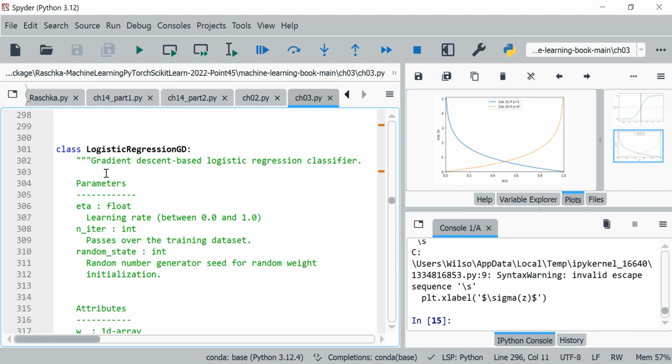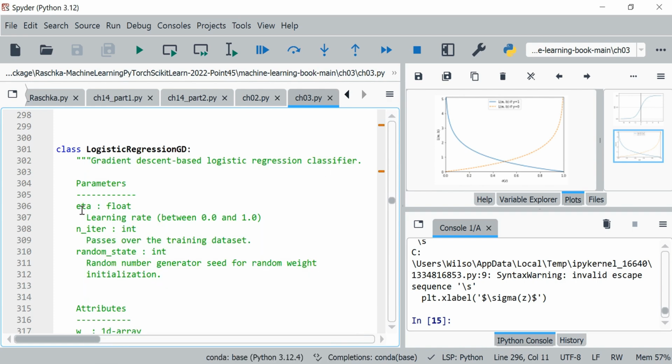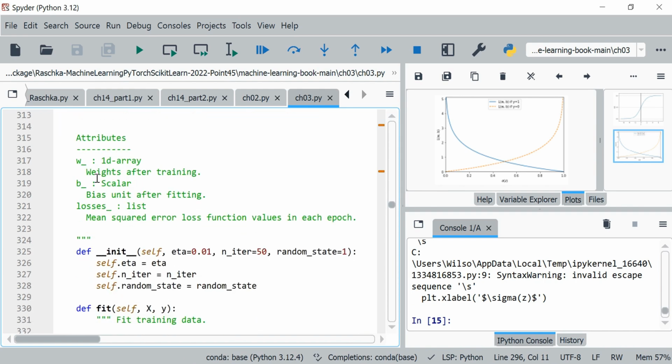So next we will create a class for logistic regression gradient descent. Here the parameter eta is the learning rate, a very small number, then the number of iterations, and the random state used for random number generation. And the attributes are weights, bias, and losses. Weights is a 1-D array, with as many weights as there are features. The bias is one scalar number, and losses with an underscore is a list of each epoch's loss.